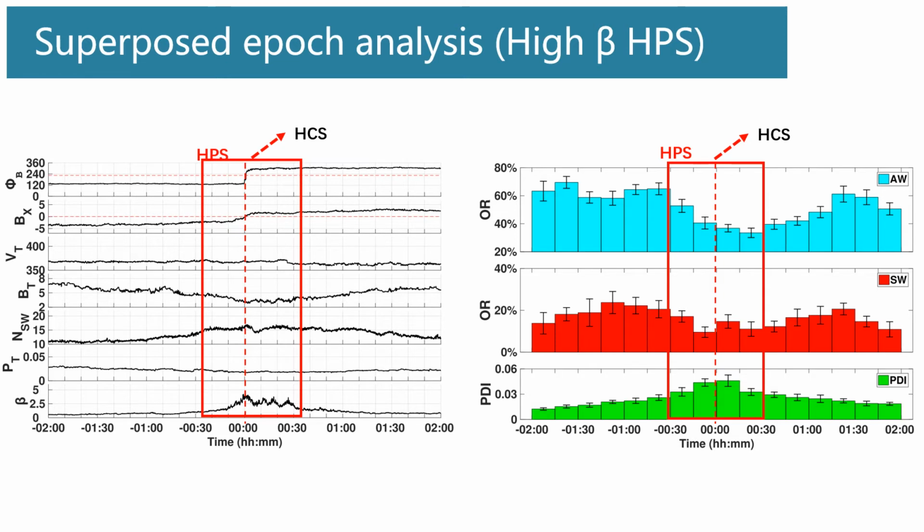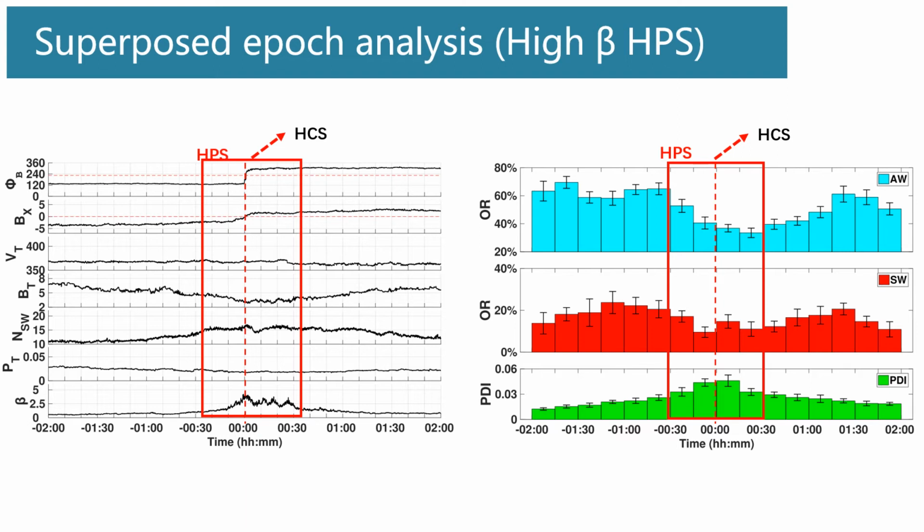This slide gives the results of superposed epoch analysis for a high beta HPS situation. The left figure gives an overview of the HCS crossing. Note that a mirroring data process is sometimes performed to make the BX change from anti-sunward to sunward. The vertical dashed red line represents the HCS crossing, and the red rectangle represents the HPS.